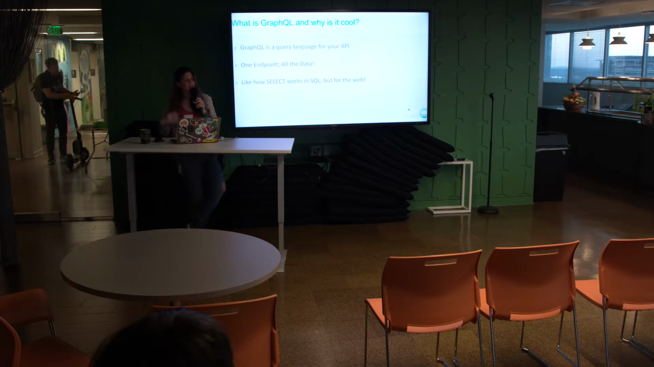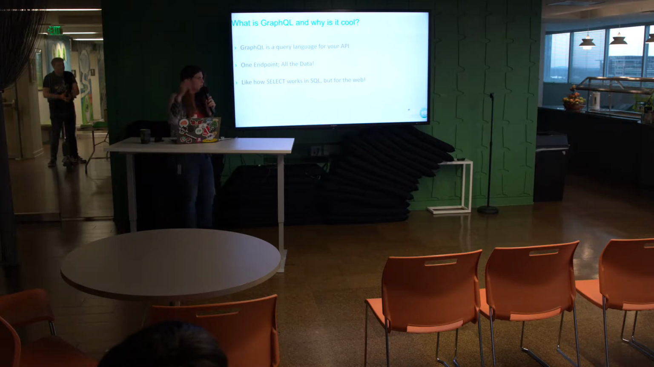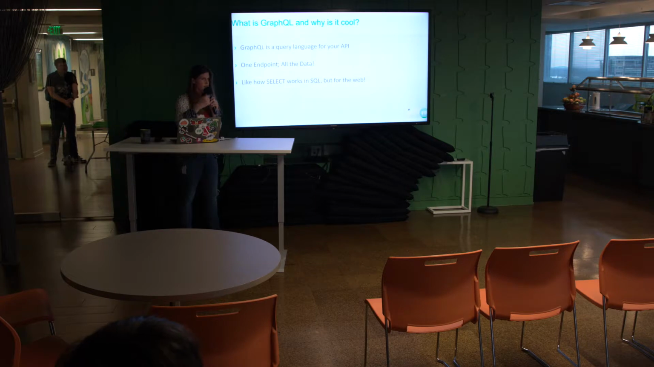So GraphQL, at a high level, is a query language for your API. Normally, when you write an API, you write it as a REST API. You've got multiple endpoints, and each one of these endpoints takes a certain kind of request and returns a certain kind of response. With GraphQL, you have one endpoint, and then you can send a query that works kind of how you would expect a SQL select statement to work. You can send that query to this one endpoint, and then that endpoint will resolve it and return it back. So you can ask for all of the resources that you would have to have multiple endpoints for with REST all in one endpoint.